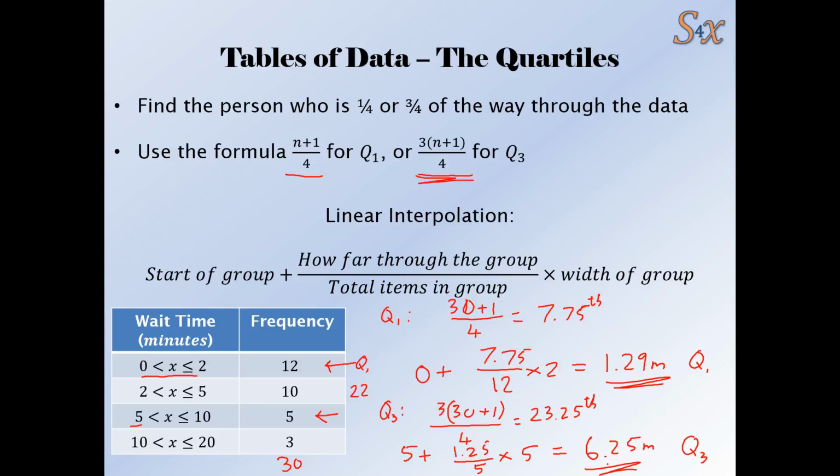Okay, so that's 6.25 minutes, or 6 minutes 15 seconds. And that's our estimate of the two quartiles. Now from that we can also work out the interquartile range if we wanted to as well. All we do is subtract Q1 from Q3. That's dead easy to do.